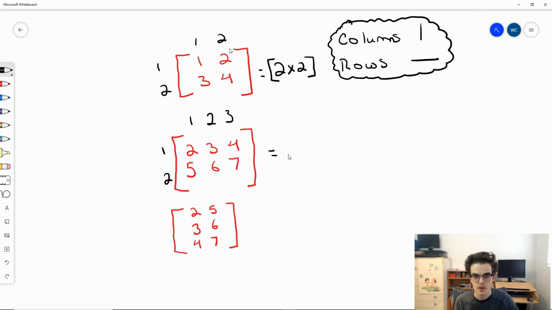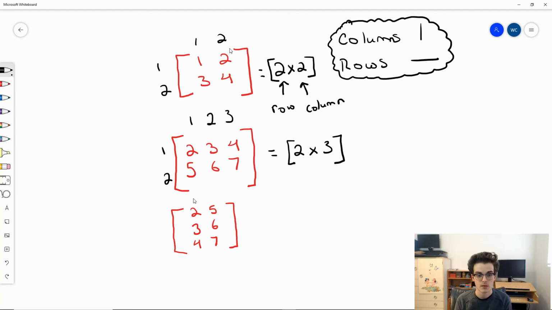So this, by the way, this is the row and this is the column. So in this case, we know there are 1, 2, 3 columns. So that's going to be our last value. And there are 1, 2 rows. So 2 by 3. That's what this is.